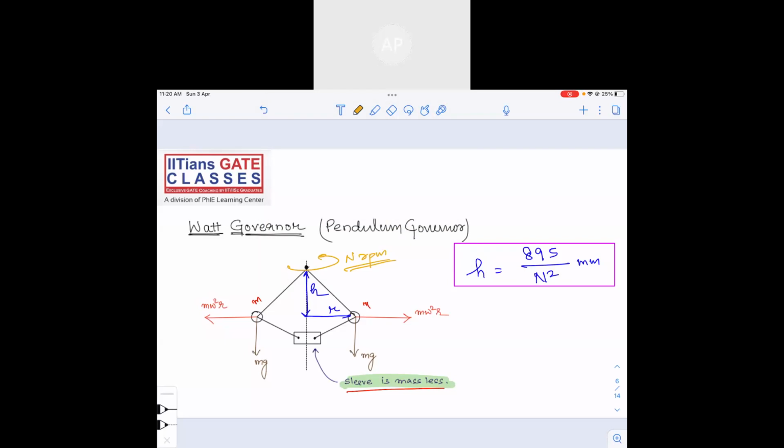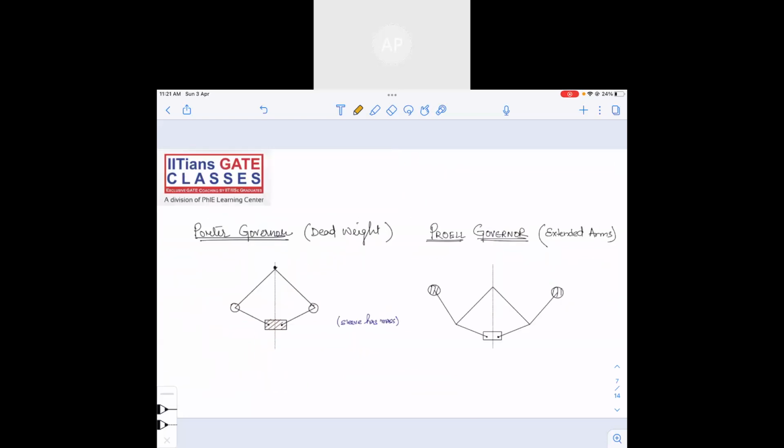But the problem with this governor is it became ineffective at higher speeds. Ineffective means what? What is the role of a governor? That is to control the speed, to keep the speed within the limit. But it became ineffective at higher speeds. Right? So the next improvement was the Porter governor.